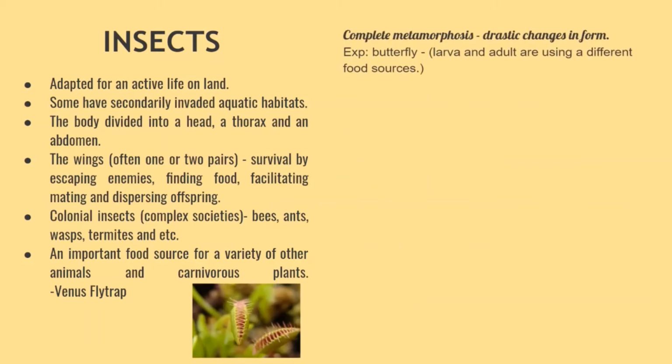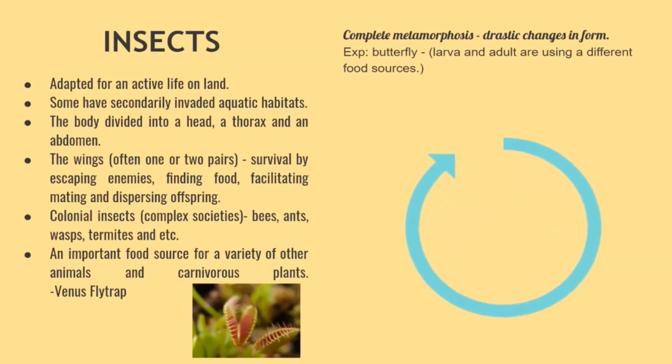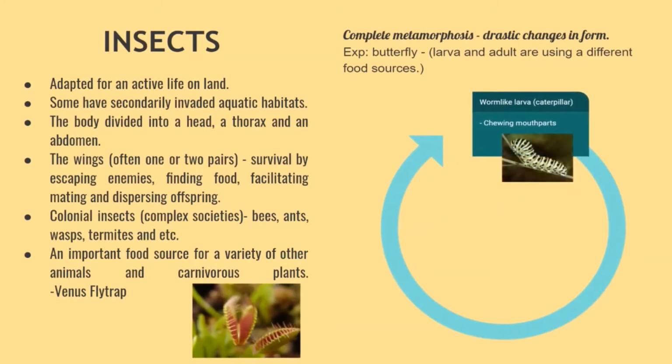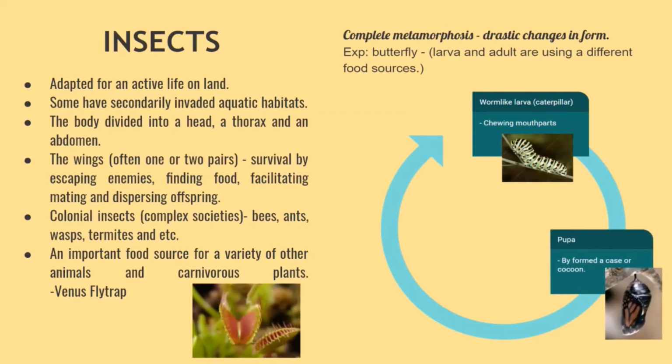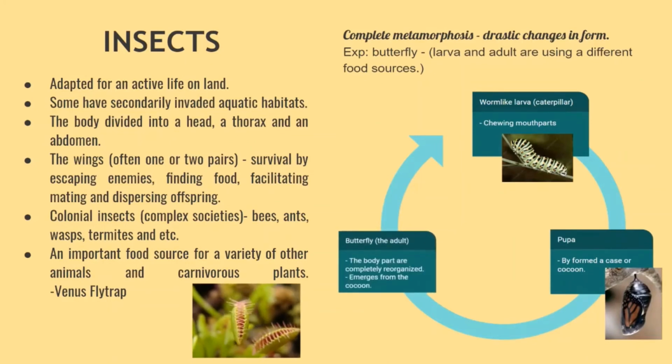There are many insects that undergo complete metamorphosis involving drastic changes in form. For example, the butterfly. We can refer to this life cycle of the butterfly. Firstly, the animal is a worm-like larva, or caterpillar, with chewing mouthparts. Then it will form a case, or cocoon, and become a pupa. At this stage, the body parts are completely reorganized and the adult emerges from the cocoon to be a butterfly.